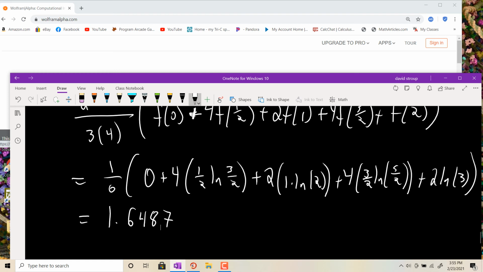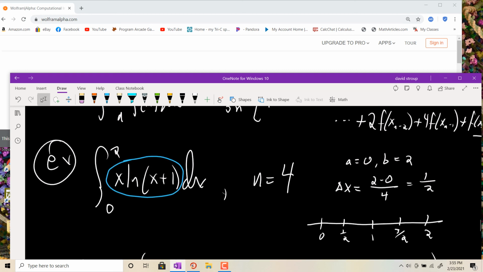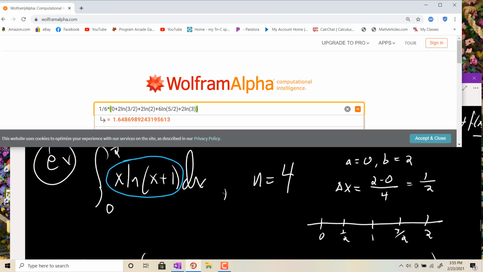Okay, let's see what the actual state-sanctioned answer is in Wolfram. Int of x star ln of x plus 1, comma, x goes from 0 to 2, enter.